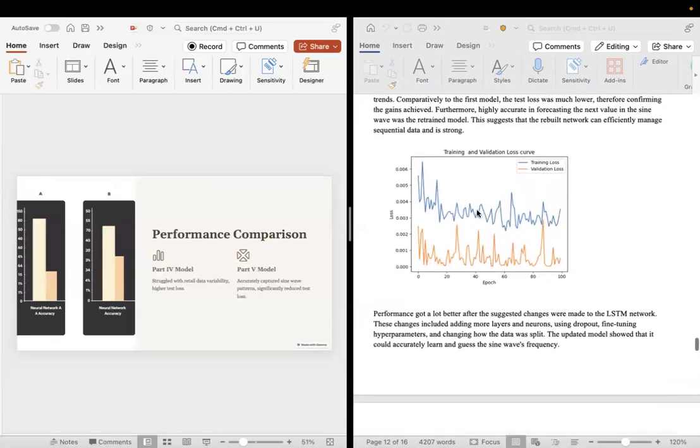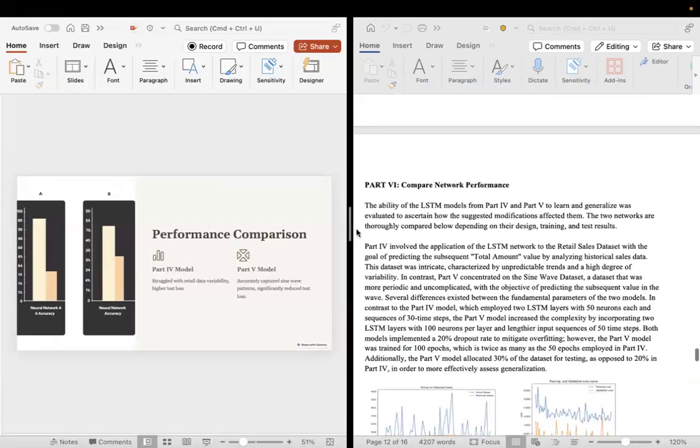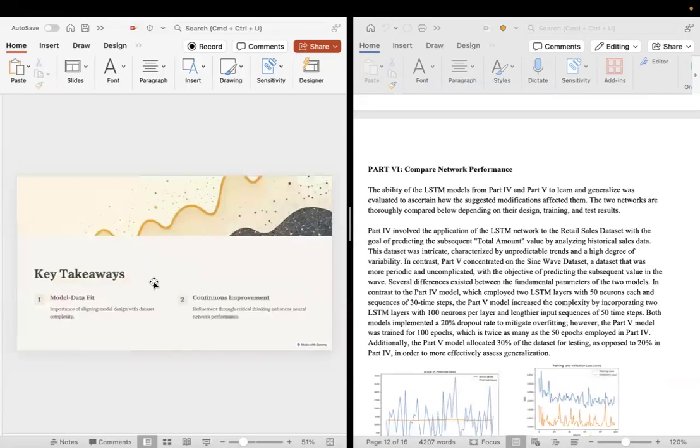Here is the graph of the training and validation loss curve. Coming to part 6, compare neural network performance. Here are the key takeaways. Model-data fit: the importance of aligning model design with dataset complexity. Continuous improvement: refinement through critical thinking enhances neural network performance.